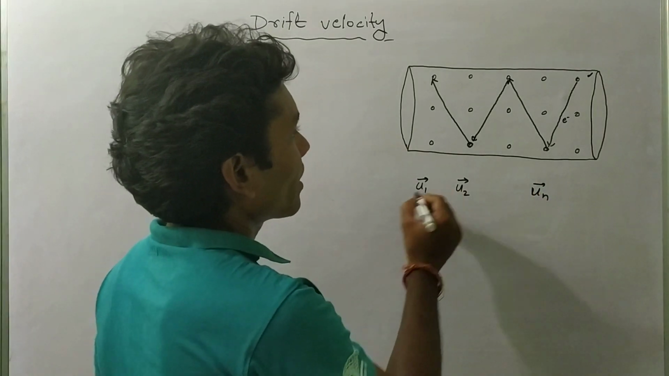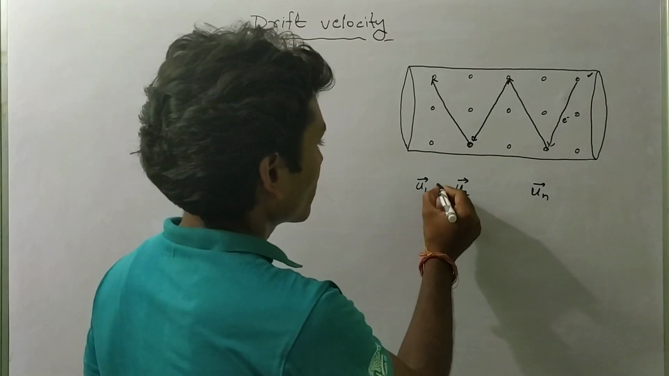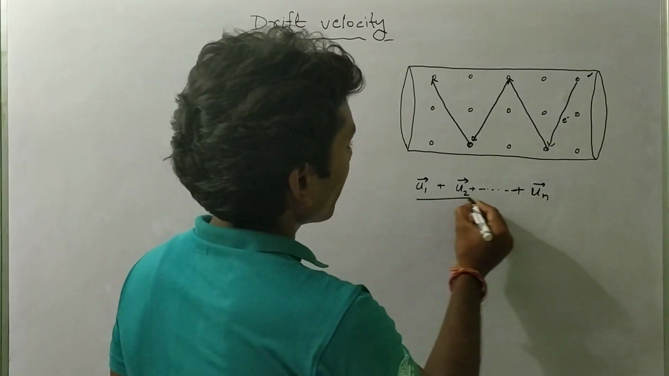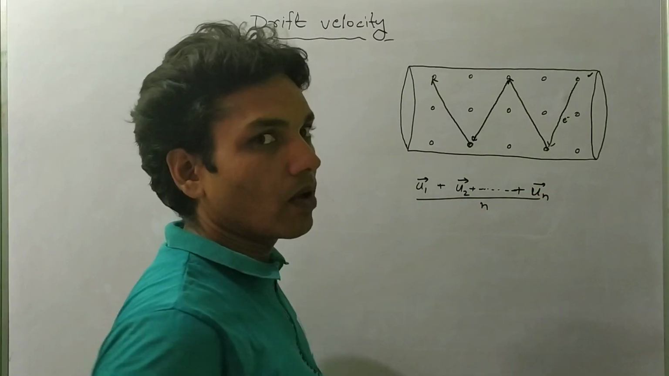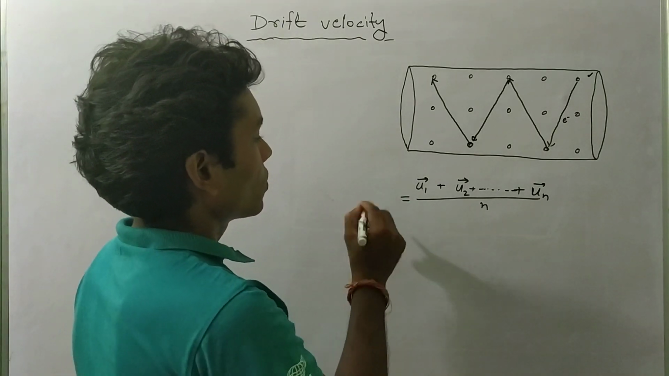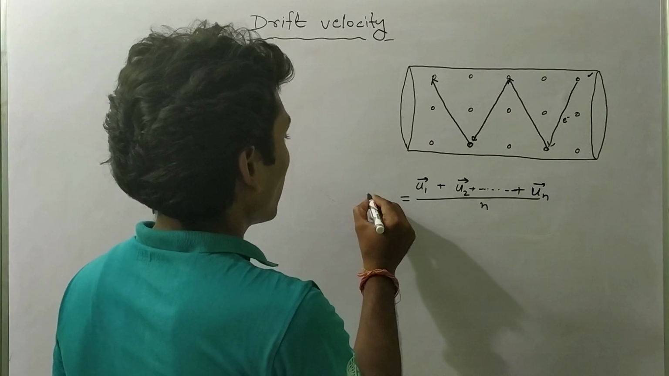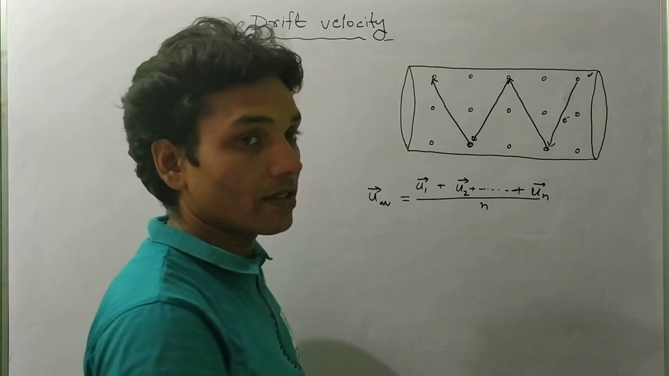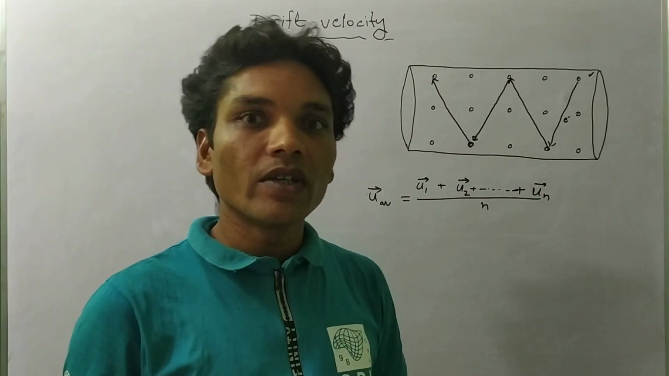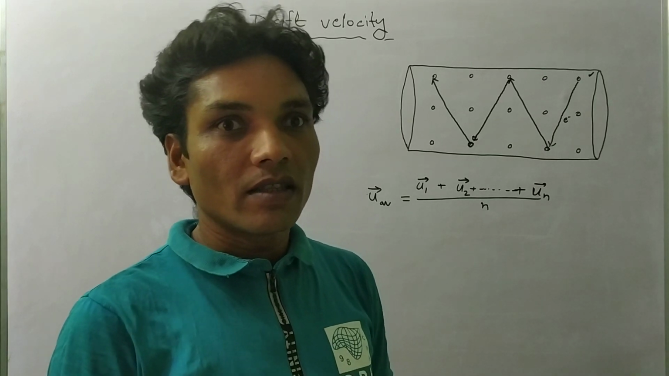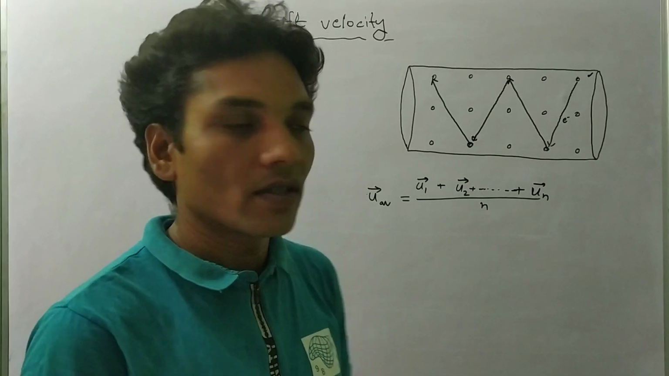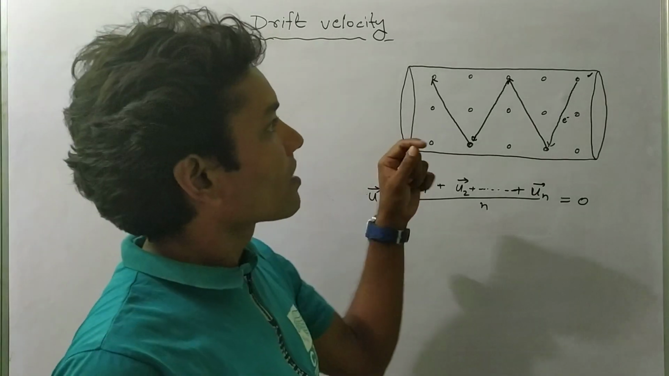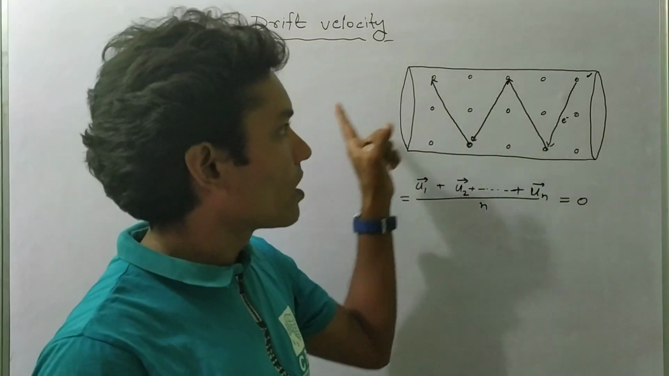Then the average thermal velocity of free electrons will be vector u1 plus vector u2 and so on up to vector un upon n, where n is the number of electrons in the conductor. So the average of the thermal velocities of electrons, u average, will be equal to this. In the previous video we already studied that the average thermal velocity of free electrons is equal to 0.